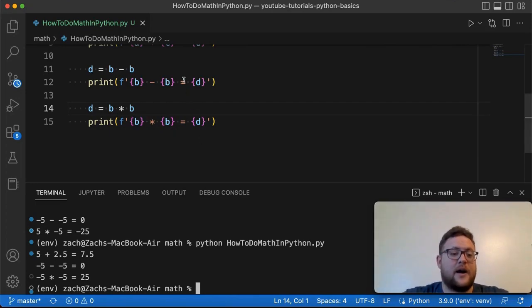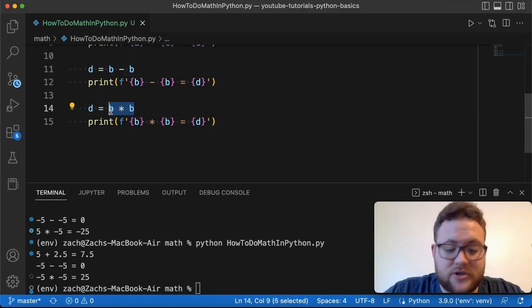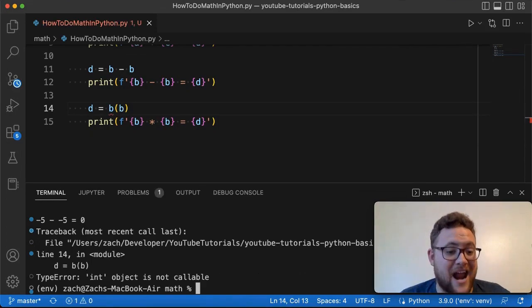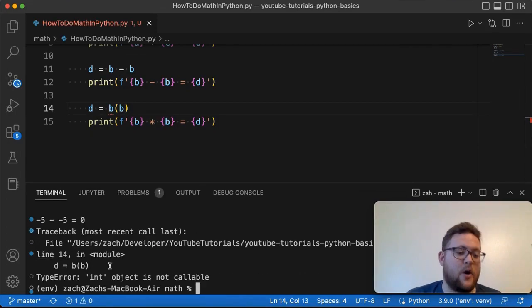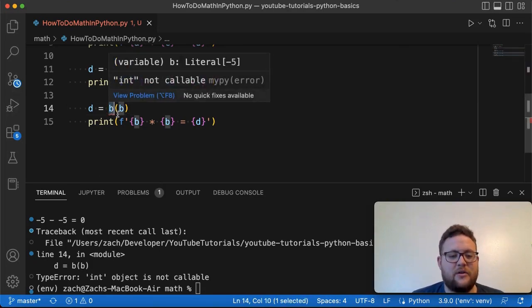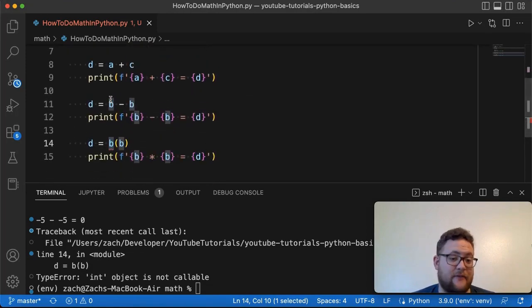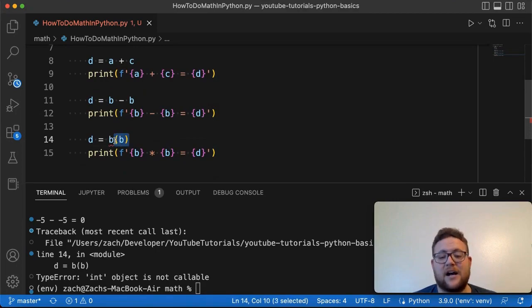And I haven't tried this, so I'm going to actually try this with you. So b times b is going to be an error, because essentially what's happening is this is an integer value, and when you do this with the parentheses, what's happening is you're either trying to access it or trying to call a function, and there's no such function that we have called b. So doing this is invalid syntax for multiplication in Python.